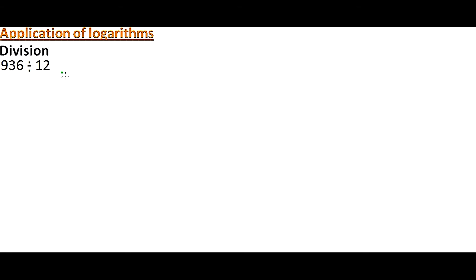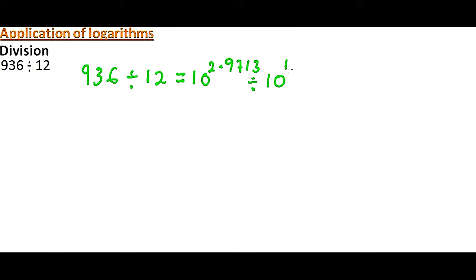Division is another area where we apply the knowledge of logarithms. So we use logarithms to divide. For example, 936 divided by 12. Just like we have done with the multiplication, we write 936 in powers of 10. So this will give us 10 to power 2.9713, divided by 12 in powers of 10, which is 10 raised to power 1.0792. We can apply the second row of indices since it is division.